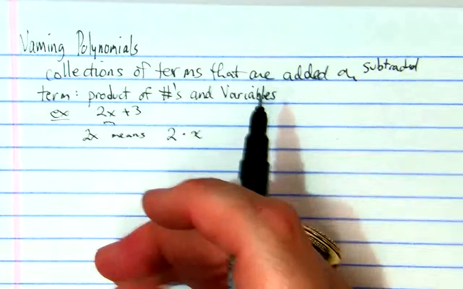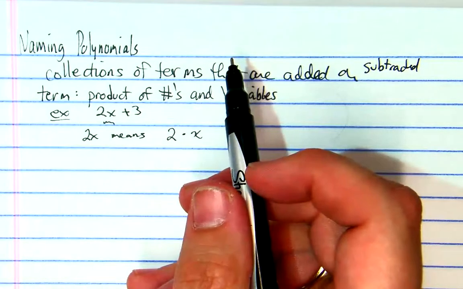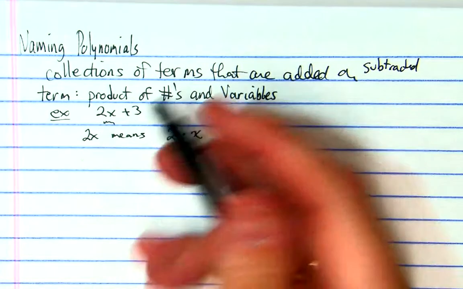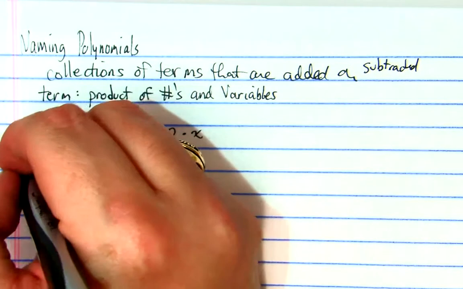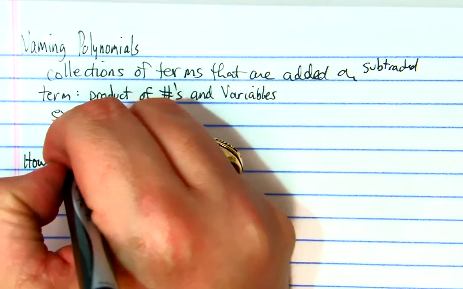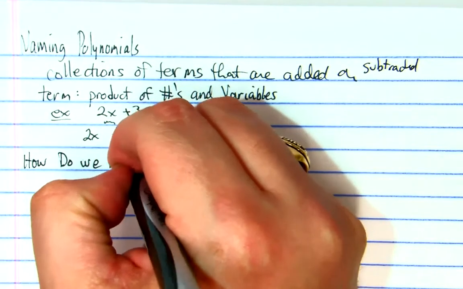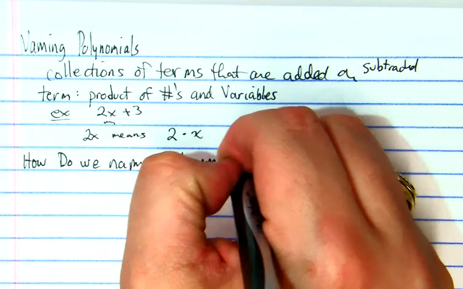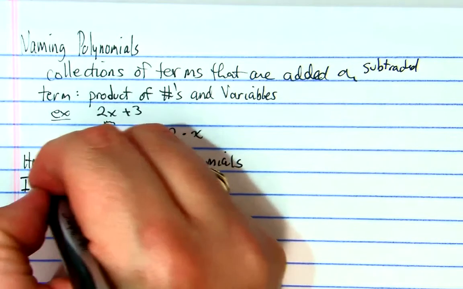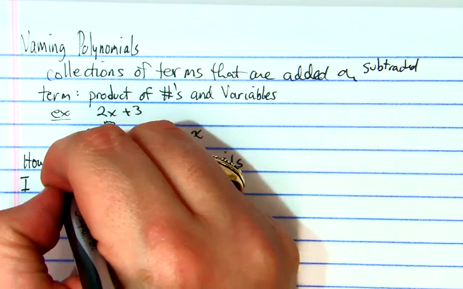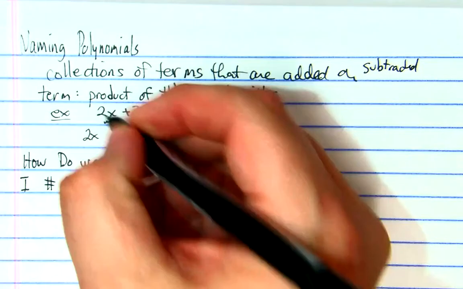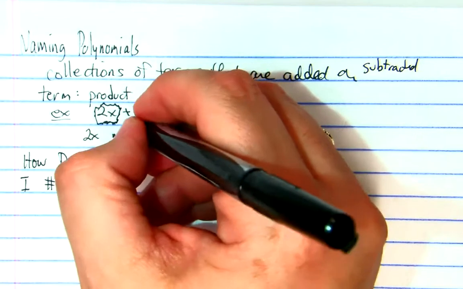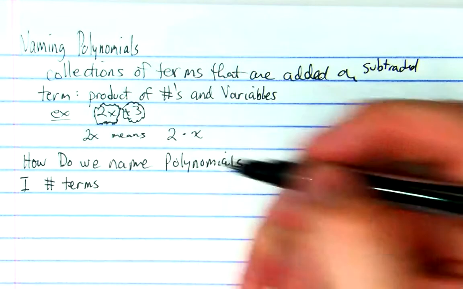Now, there's a video on degrees, so if you need that, check it out on the website. There's a video on adding and subtracting, and on multiplying. What this is about is how do we name polynomials? Well, one way we name polynomials is by the number of terms. A term is just this part right here, the 2x. The term also here is 3, so there are 2 terms.